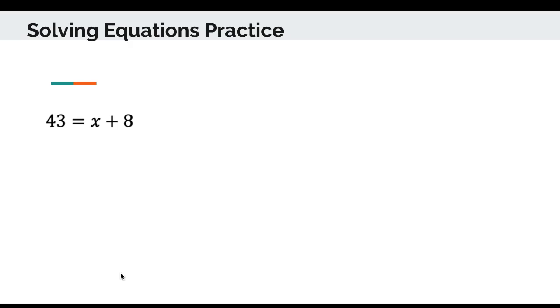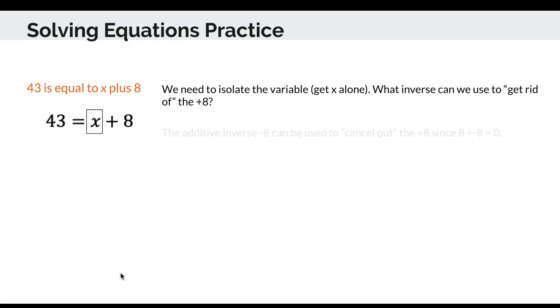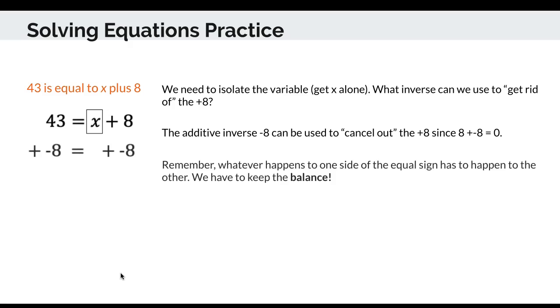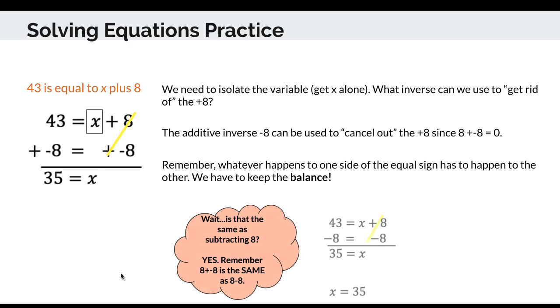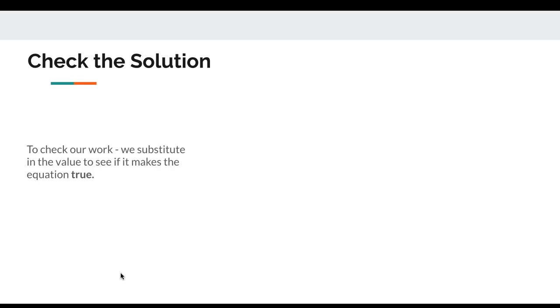What do we want to do here, guys? Well, we have a plus 8. The only way to get rid of a plus 8 is adding a negative 8 to that. Adding a negative 8 to it cancels that 8 out, gives you a 0 pair. Then you have 43 plus a negative 8, or 43 minus 8, and that gives you 35. Therefore, 35 is what x is. Once again, you can check that solution here.